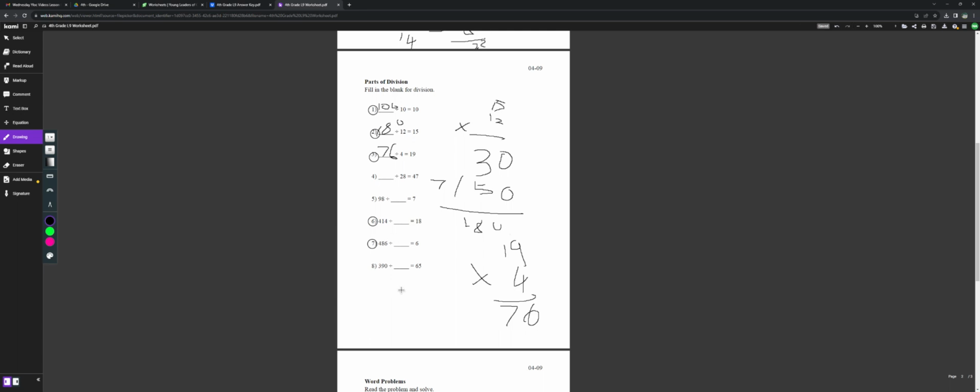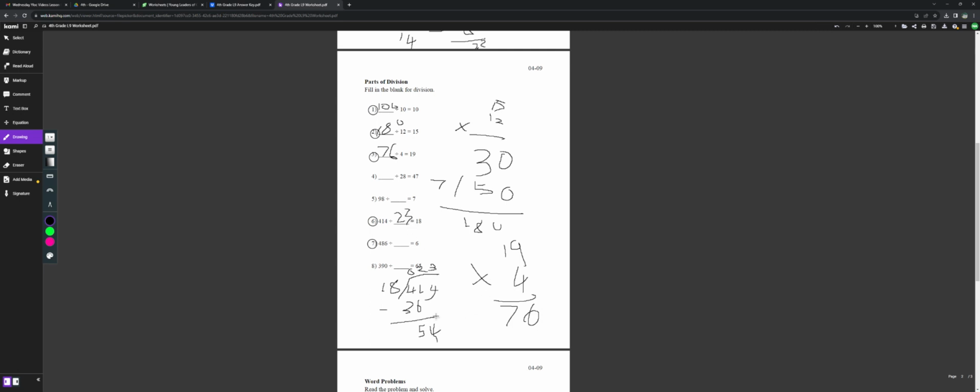For number 6, we have 414 divided by blank equals 18. And to find it, we could do 414 divided by 18. How many times does 18 go into 4? 0. What about 41? 2 times. So 41 minus 36. That would be 5. And then we have the 4. And how many times does 18 go into 54? 3 times. So our answer is 23.